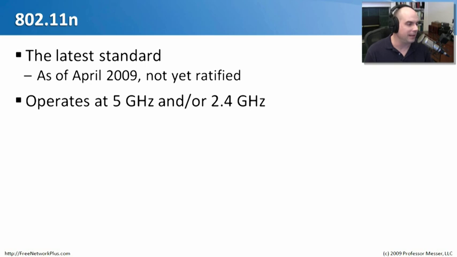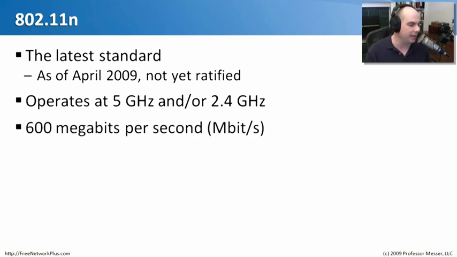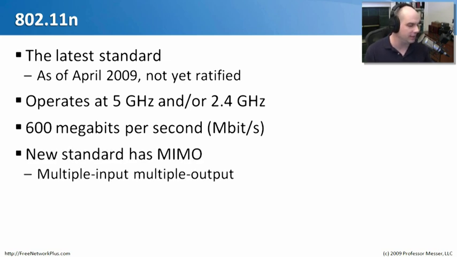Now, this operates in an option. You can choose to do 5 gigahertz, you can choose to do 2.4 gigahertz, or you could choose to do both. You've got a lot of flexibility with 802.11n, and it runs really fast. This is a total data throughput of 600 megabits per second is the data rate that it runs at. That is very fast compared to the 11 and the 54 megabits per second in the previous versions. This new standard has something called MIMO. This is our multiple input, multiple output.